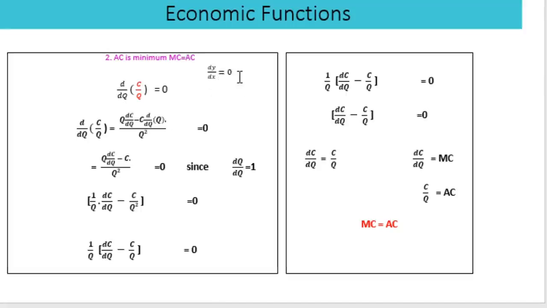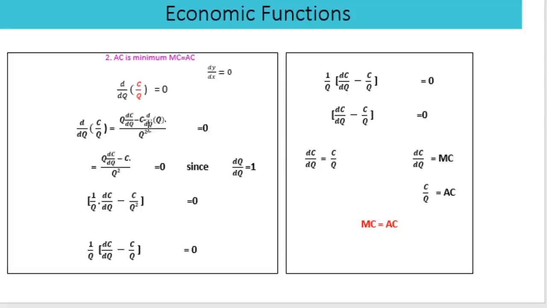Either for maximum or minimum, the first order condition should be 0. That is, d by dq of C by Q equals 0. In the same way, differentiate this function. You apply the quotient rule, and we will get d by dq of C by Q equals Q into dc by dq minus C into dq by dq, divided by Q square. This should be equal to 0.